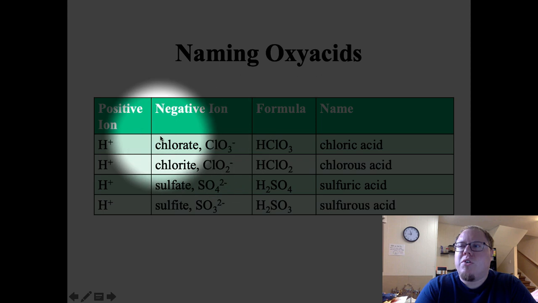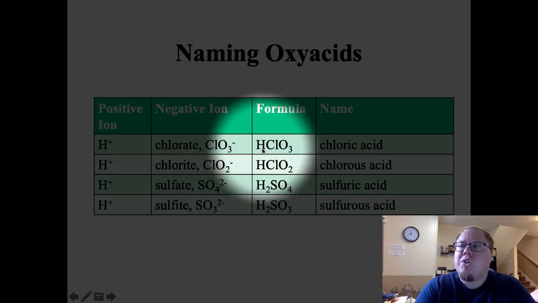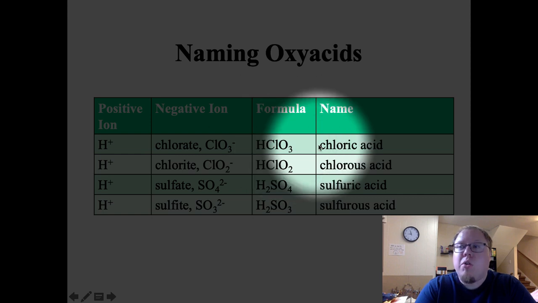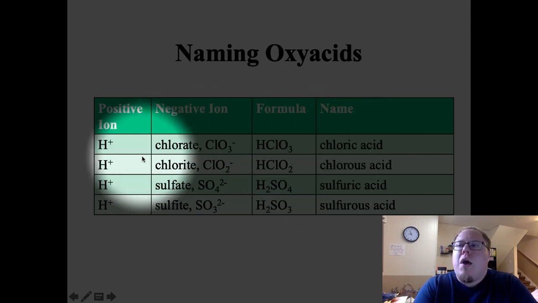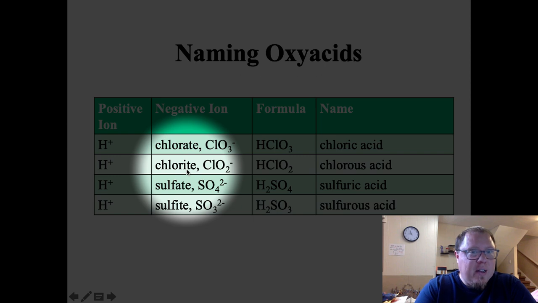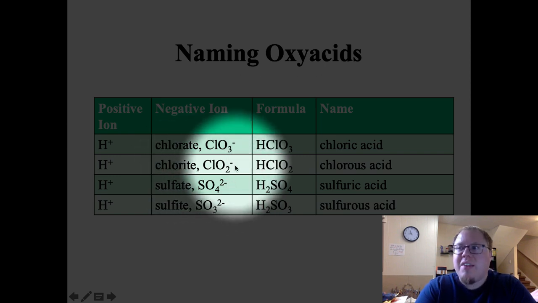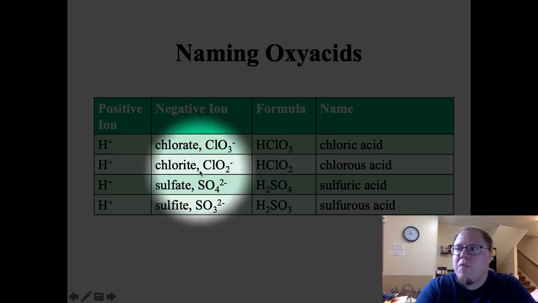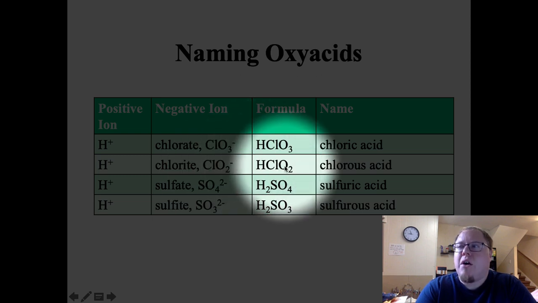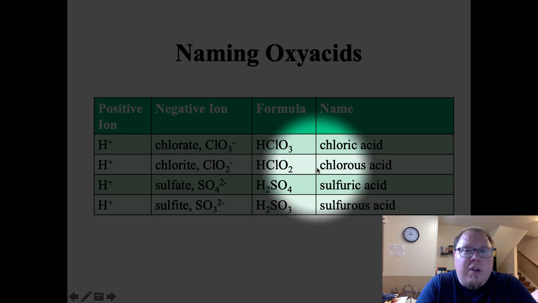So this first one here, we have hydrogen paired with the chlorate polyatomic ion, ClO3. That's a -1 charge, a +1, so this is going to be HClO3, one hydrogen, one chlorate. We call it chloric acid. Hydrogen with chlorite, ClO2. That's a -1, and this is a +1, so one of each again. This would be HClO2. We would call this chlorous acid.